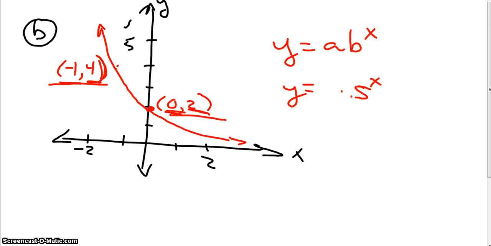The y-intercept 2. Good. So when you plug in 0 for x, this becomes 1, and 1 times 2 is 2. So there's your equation. Good.